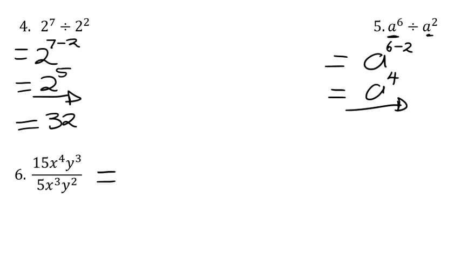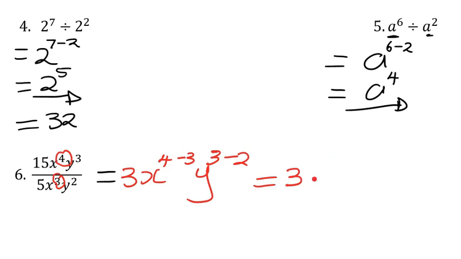We are having here 15 over 5. So 15 over 5, that will give us what? 3. All right. On the other side, we are dividing the same base, which is x. So that will be 4 minus what? 3. We are subtracting the exponents. 4 minus this 3, right? Good. We have got y there. So we will say 3 minus 2. All right. This gives us 3x to the power of 1 y to the power of 1, which is the same as 3xy.